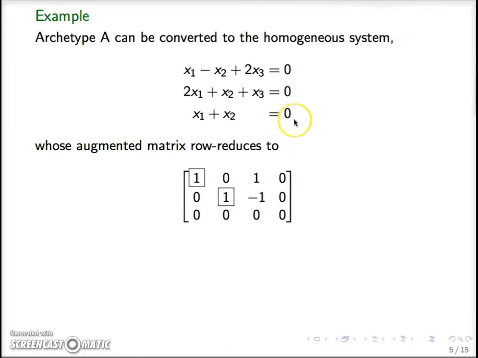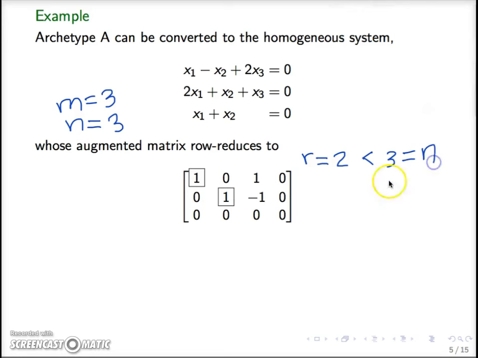So in this example, we again have 3 equations, and the number of variables is also 3. When we row reduce the augmented matrix, which is 3 by 4, we find that r, the number of non-zero rows, is 2. So unlike in the previous example, this number is smaller than the number of variables. The REF is telling us that there is at least one row of zeros. That's another way of thinking of this.